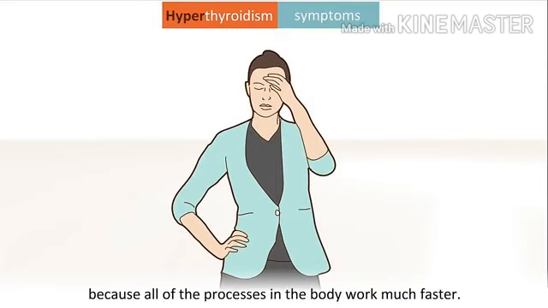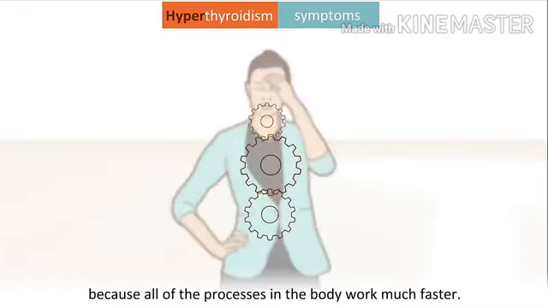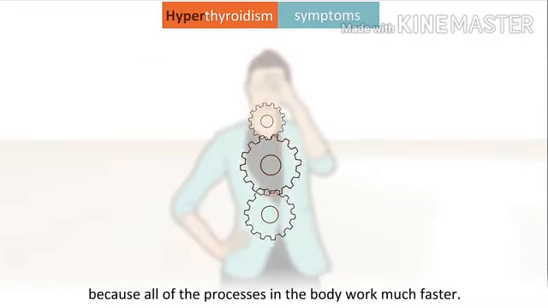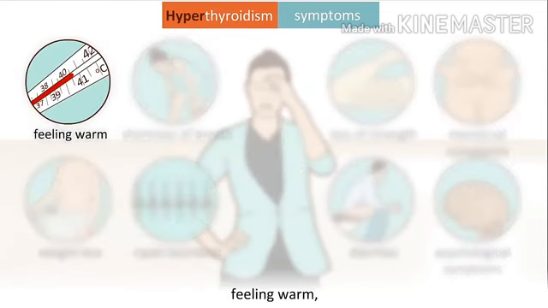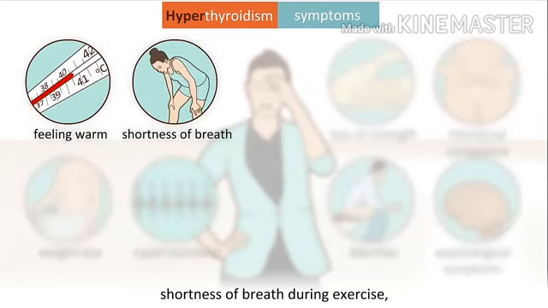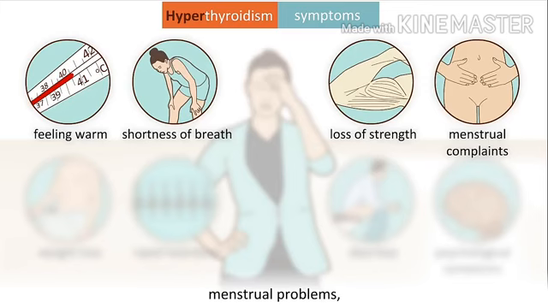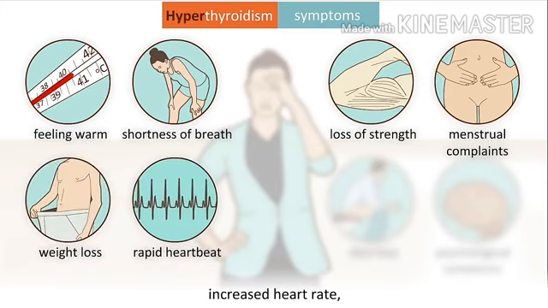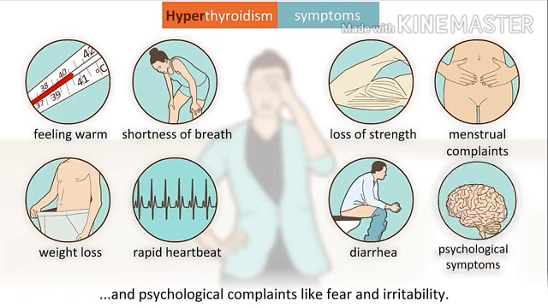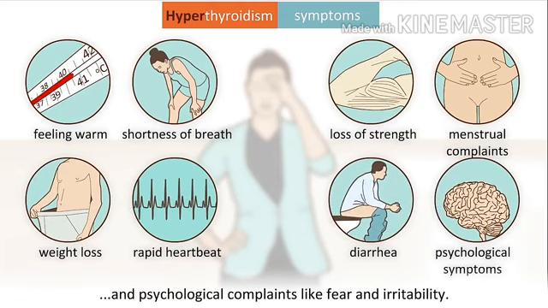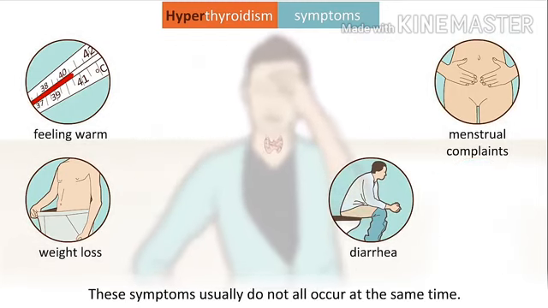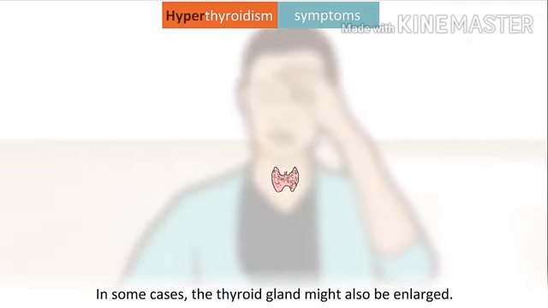Hyperthyroidism has many symptoms because all of the processes in the body work much faster. Common complaints are feeling warm, shortness of breath during exercise, loss of strength, menstrual problems, weight loss, increased heart rate, diarrhea, and psychological complaints like fear and irritability. These symptoms usually do not all occur at the same time. In some cases, the thyroid gland might also be enlarged.